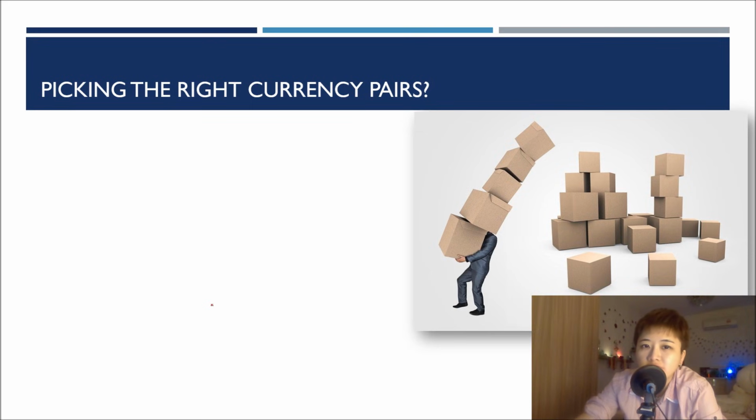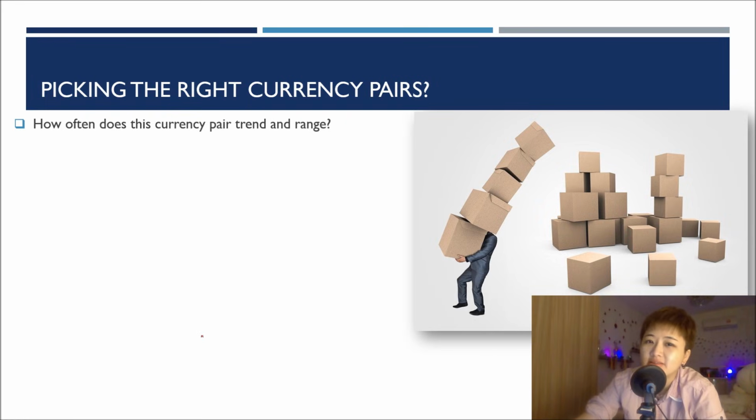So the thing is, how should you pick the right currency pairs? Based on different types of criteria. First one is, how often does the currency pair trend or range? Because if you're a trend trader, you want to pick a currency pair that trends more, right? So how often the currency pair ranges depends on the interest rate differential. If you want to know more, you can watch my video on range trading. I've already done something like that. And also, how liquid or volatile is this pair?